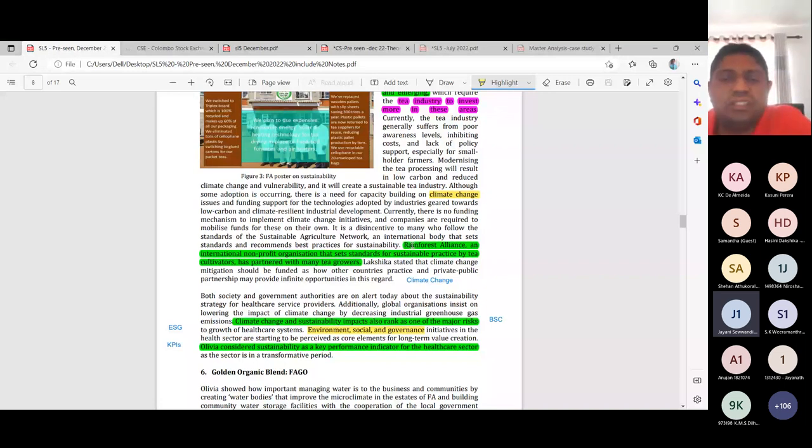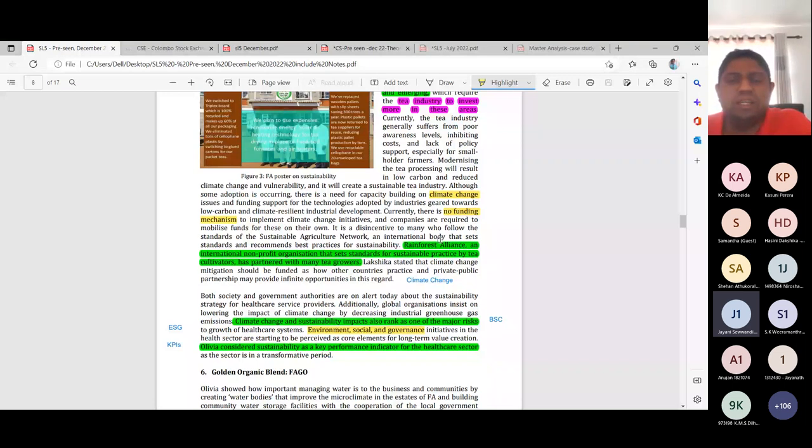Funding support for the technology setup by industries geared to low carbon and climate resilient industrial development. Currently, there is no funding mechanism to implement climate change initiatives. See, there is no funding mechanism, but we know that the recently concluded climate change conference established new funds to support developing countries' climate change initiatives, and companies are required to mobilize funds for their own. It's a disincentive to many who follow the standard of the Sustainable Agriculture Network. At the moment it is not there, but in the future, it will be implemented. An international body that sets standards and recommends best practices for sustainability, Rainforest Alliance, an international non-profit organization that stands for sustainable practice by tea cultivators, has partnered with many tea growers.